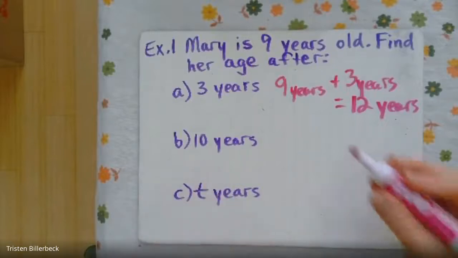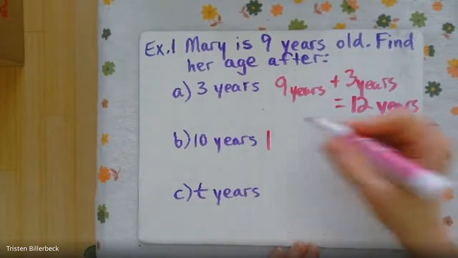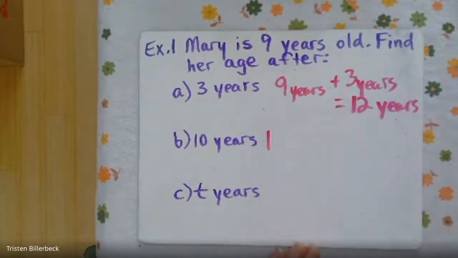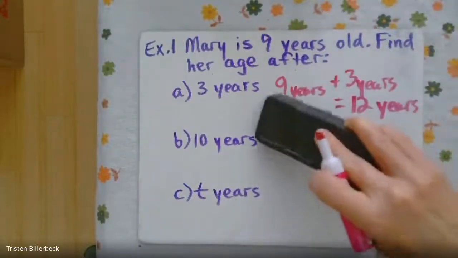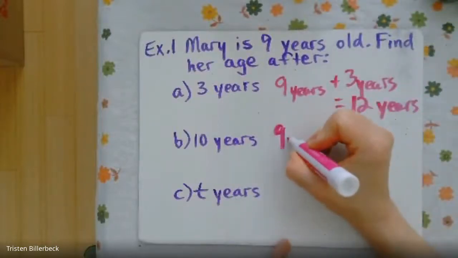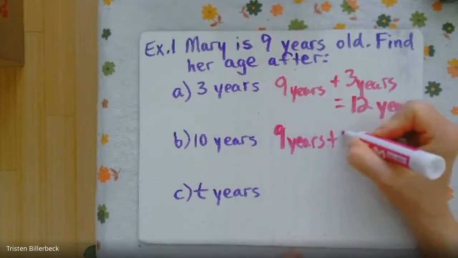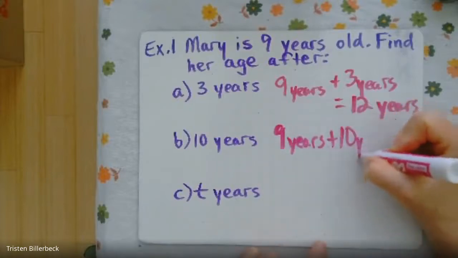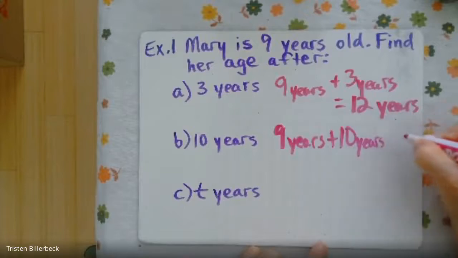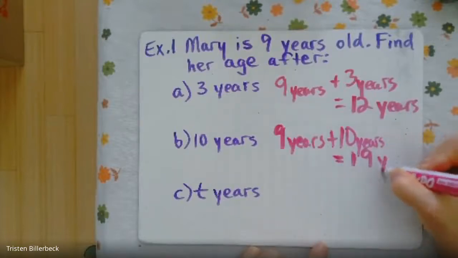Okay, what about if she's 10 years later, sorry? So she's 9 years old, and this is 10 years later, and she's 19 years old.